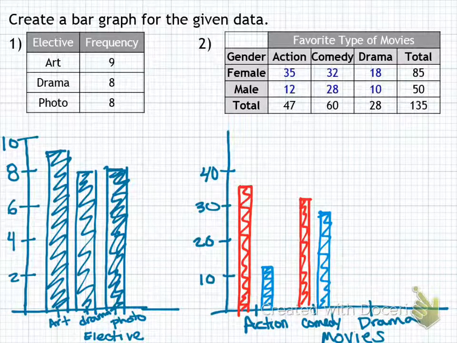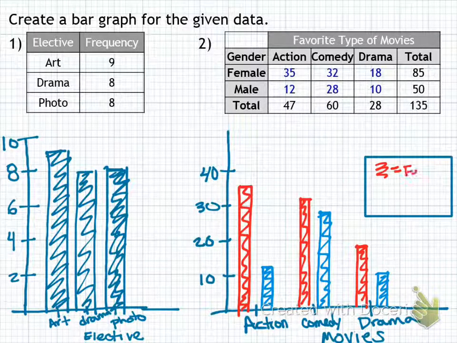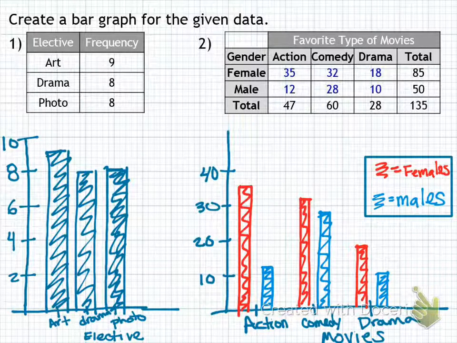Females who preferred drama movies, there was 18. And males who preferred drama movies, there was 10. Okay, I want to make a key to show the red represents the females, blue represents the males here. And now I have a nice bar graph that I could give to someone, right?